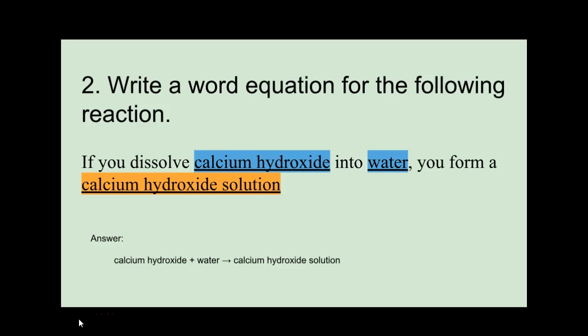In question number 1, octane is a component of gasoline. It burns in an automobile engine. Carbon dioxide and water are formed. Please identify the reactants and the products, then write the equation. The correct answer for number 1 is octane plus oxygen, arrow, carbon dioxide plus water.